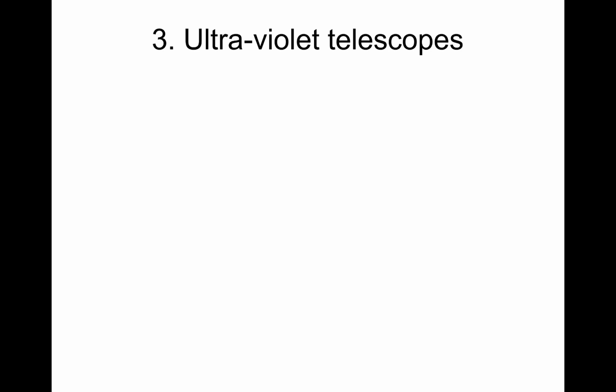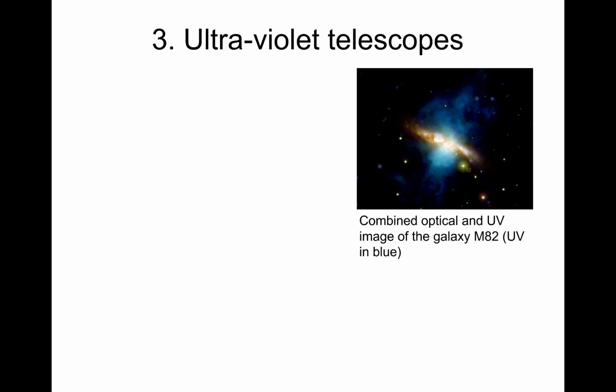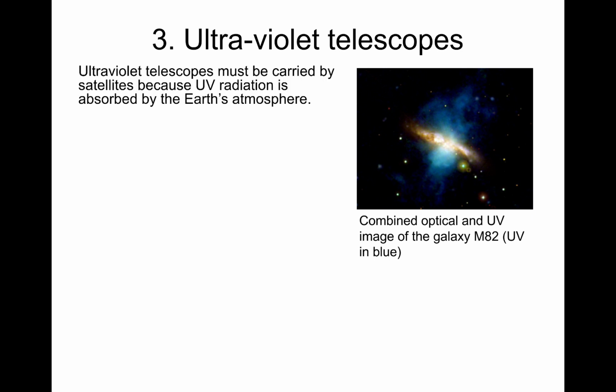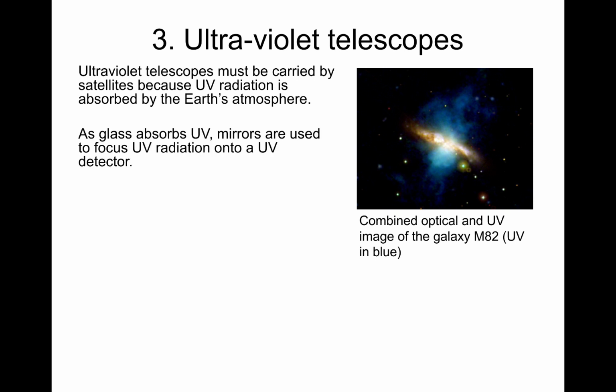Right, let's look at ultraviolet telescopes. So this is a galaxy, combined optical and UV image, galaxy M82. The UV is the blue region. So ultraviolet telescopes must be carried by satellites because UV radiation is obviously absorbed by the Earth's atmosphere. Obviously some of it gets through still, you know, UVA, UVB, which can be damaging to health, but fortunately the atmosphere absorbs the vast majority.